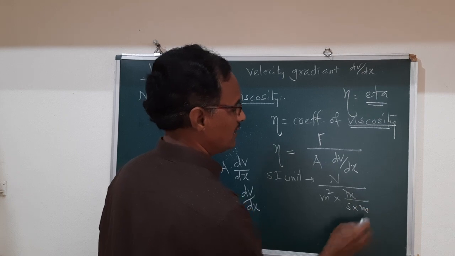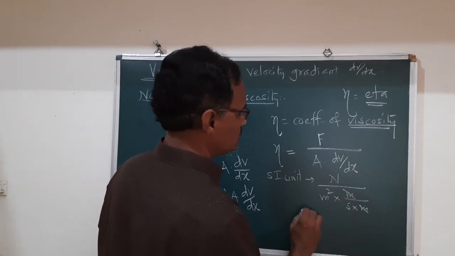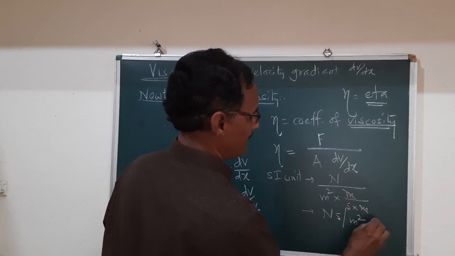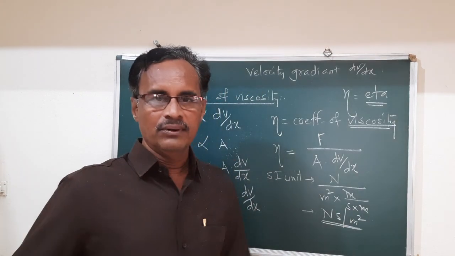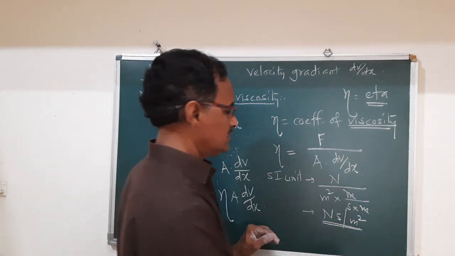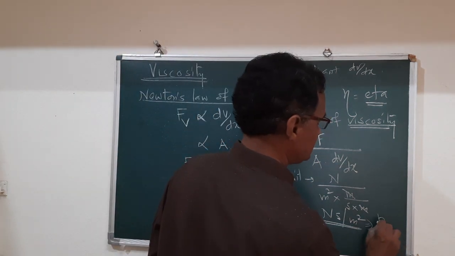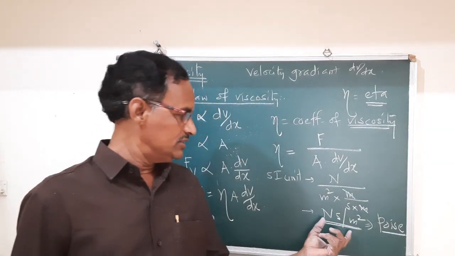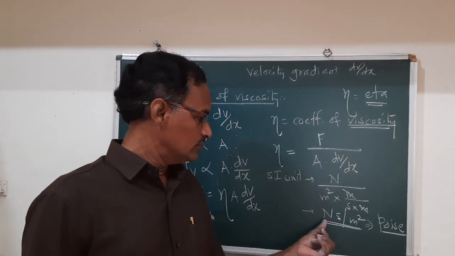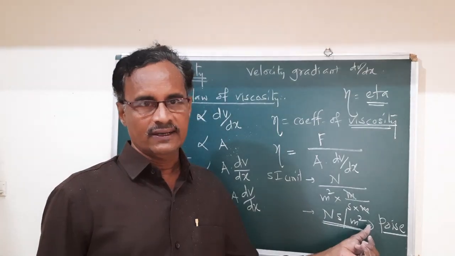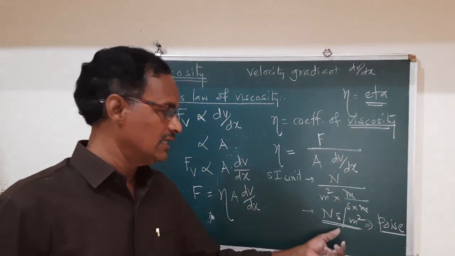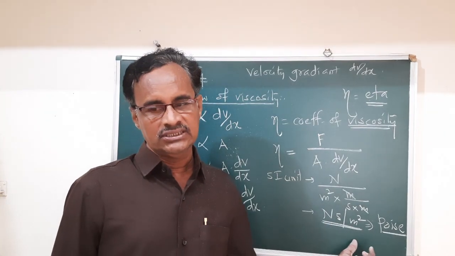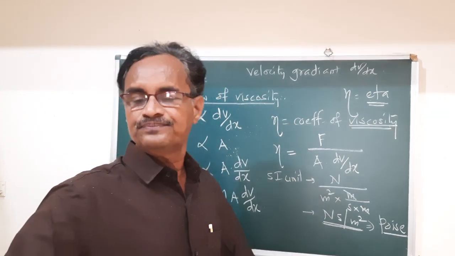Now this meter and meter get cancelled. The second goes in the numerator, so the unit is Newton second per meter square. It is also called poiseuille, in honor of the scientist Poiseuille. The CGS unit is dyne second per centimeter square. This is the CGS unit of viscosity.